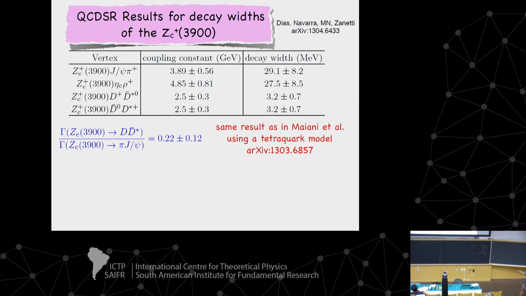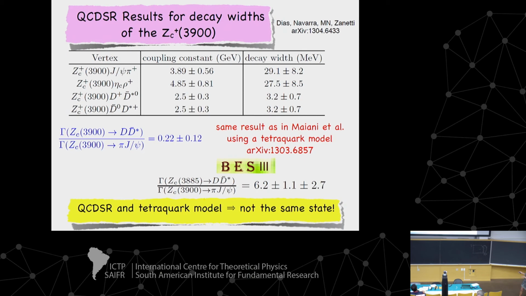We have this number here. And this is, considering the errors, the same result as Maiani and collaborators obtained using their tetraquark model. And this is not compatible with the result from BESIII if they compare the mass of these two charged states. So what we can say is that from a QCD sum rules and tetraquark model point of view, these are not the same states. So we have a problem to solve yet here.